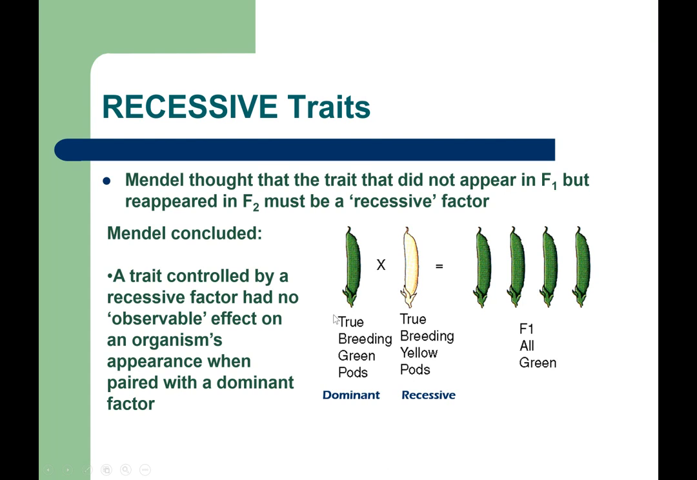So you can see, true breeding means homozygous. So homozygous meaning two copies of the dominant allele, or two copies of the recessive allele. When you have this cross, you will only see the dominant trait. It's not until the F2 generation, so when you breed these guys, that you'll see this recessive trait come out.